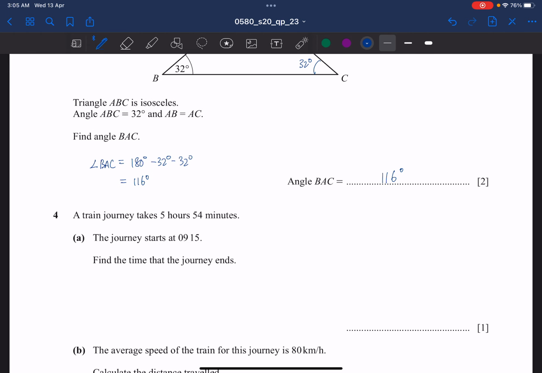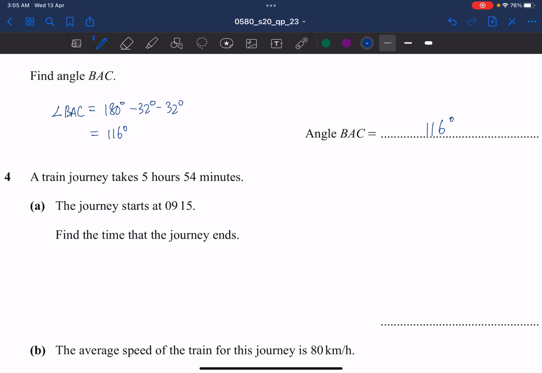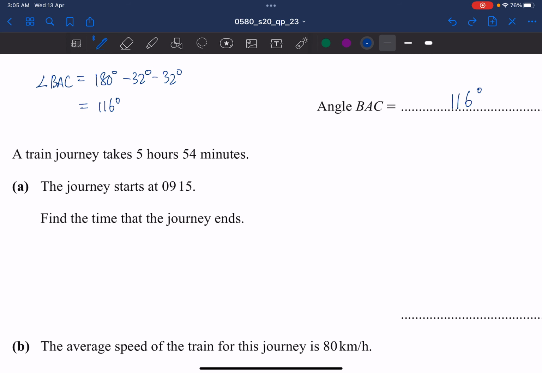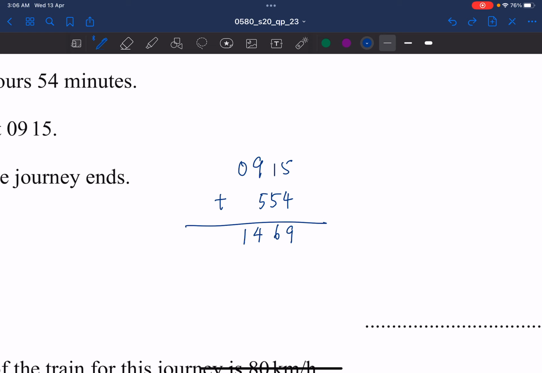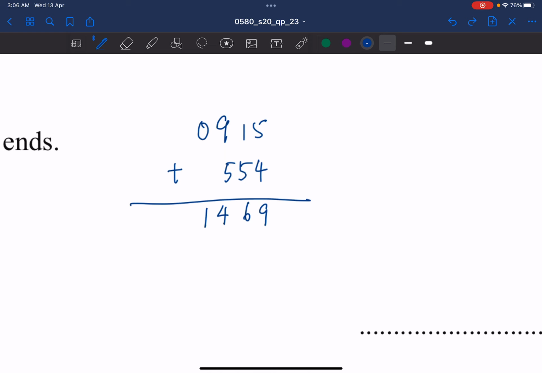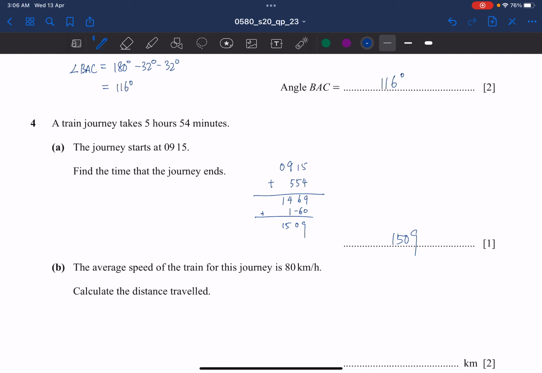A train journey takes 5 hours 54 minutes. The journey starts at 9:15. Find the time that the journey ends. Okay, so it will be 0915 plus 554. So it would be 9614. But we know that for every 60 minutes, it is 1 hour, right? So we minus 60, but plus 1 here, right? Plus 1 minus 60, so it's 1509, right? It ends at 1509.